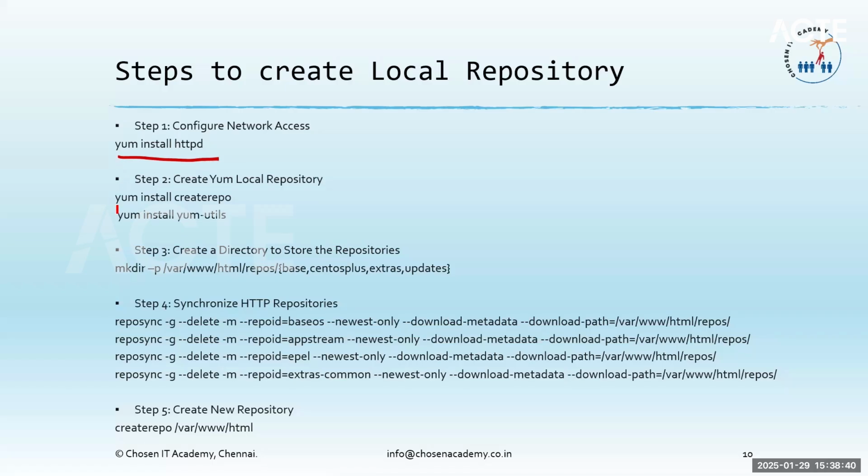The second step is to create a local repository. The command to create the local repository is yum install createrepo. We also need some utilities for yum, so we have to give yum install yum-utils. This will install some utilities which are required for creating these repositories.